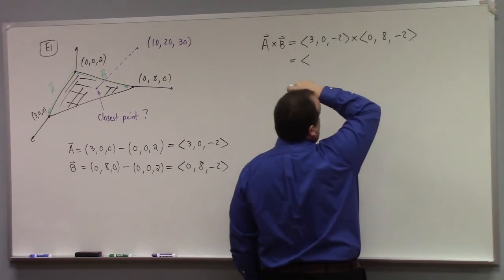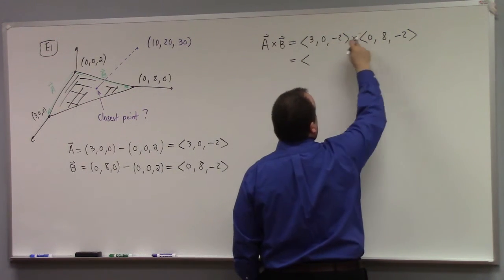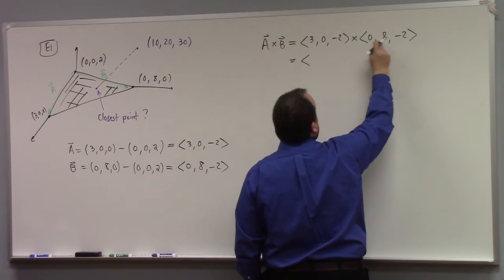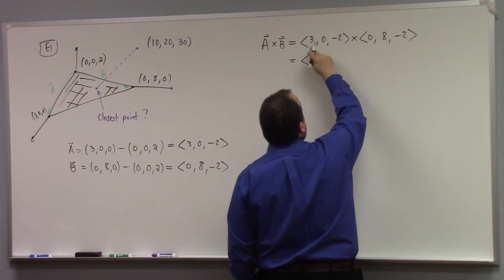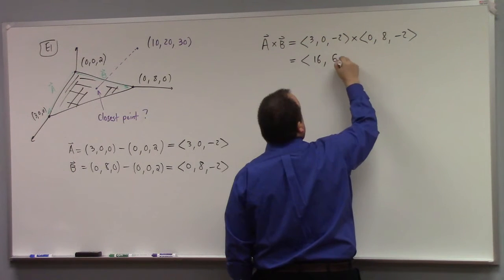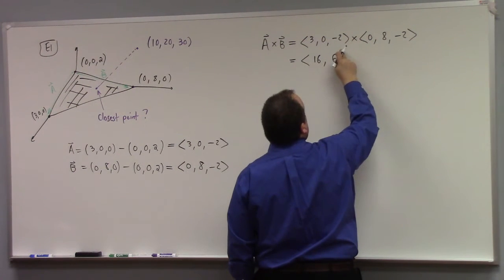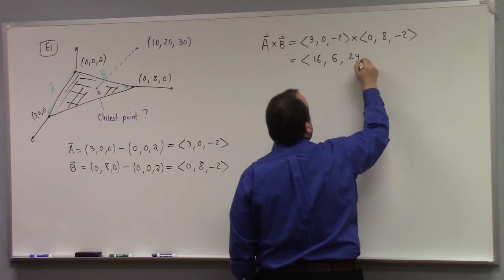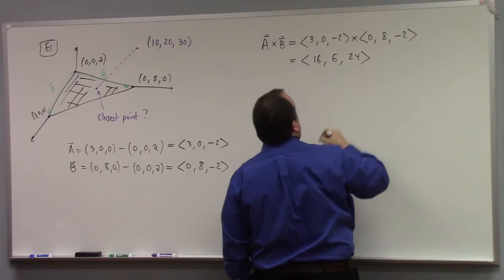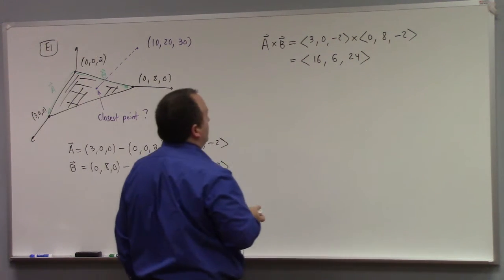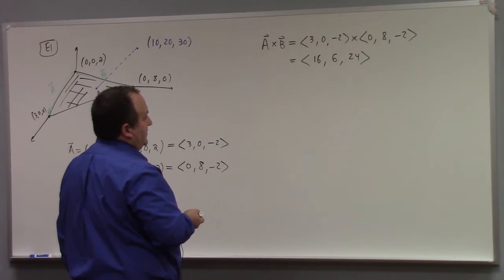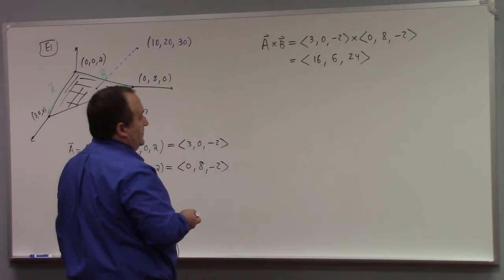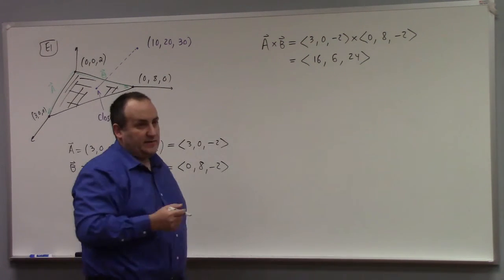All right, let's see here. 16, 6, 24. Now, I could be wrong, so I checked my work. 3 times 16 is 48. 48 minus 48 is 0. Good. And 8 times 6 is 48, minus 48, 0. Good. That vector is perpendicular to both A and B.